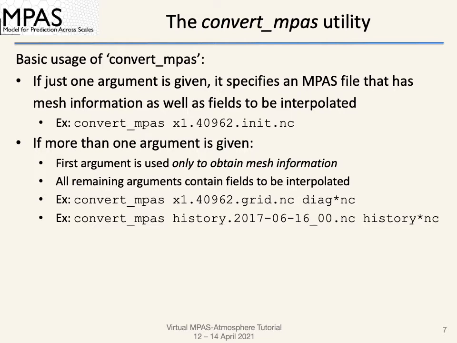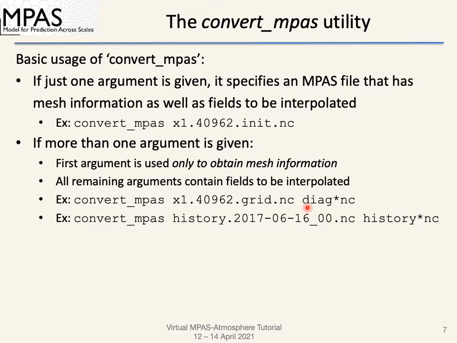So in that case, you can provide multiple arguments to the convert_mpas utility. If more than one argument is given, then the first command line argument is assumed to be an MPAS file that contains mesh information, and the only fields that the convert_mpas tool will read from that file are just the mesh description fields. No other fields from that file will be horizontally interpolated. And then all of the other command line arguments contain fields represented on the mesh described in the first command line argument, and which will be interpolated by the convert_mpas utility.